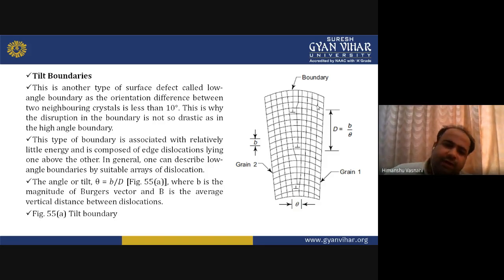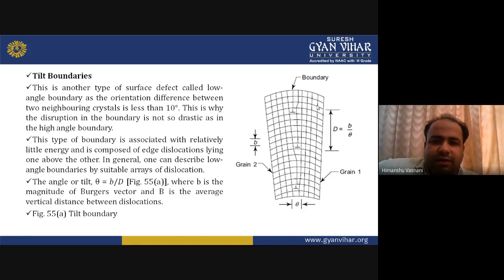So on the right side, you can see that there is a boundary and it has a tilt. At the bottom, there is an angle theta, and in the diagram, the right side is grain 1 and the left side is grain 2. There is a value of small b. Small b denotes the magnitude of the Burgers vector, which I have told you about in the previous slides. And there is also a term called capital B, which is the average vertical distance between dislocations.